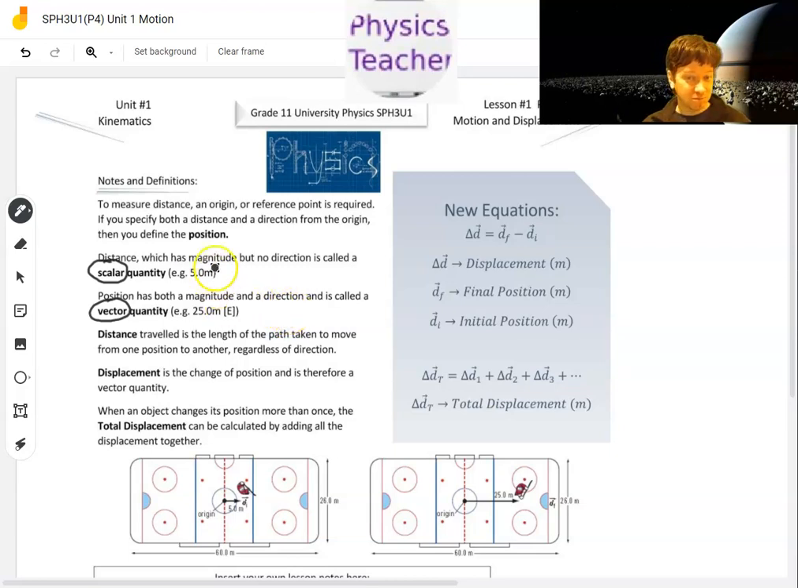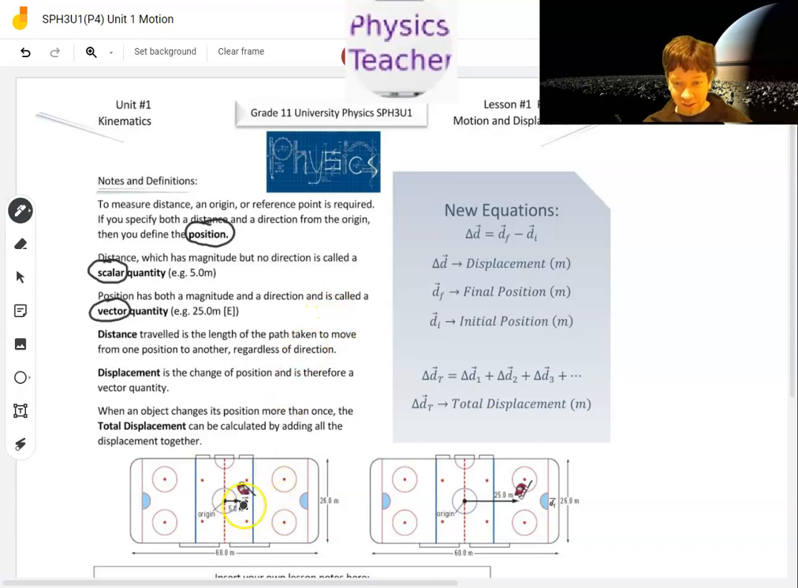And so time, for example, 6 seconds, 5 hours, that's a scalar quantity. Speed, say on a highway, 100 kilometers per hour north, that's a vector quantity. Now to start with motion, we have to look at a couple terms, and we have to understand whether or not these terms are scalar or vector quantities. First one is position. Position says where you are relative to a reference point.